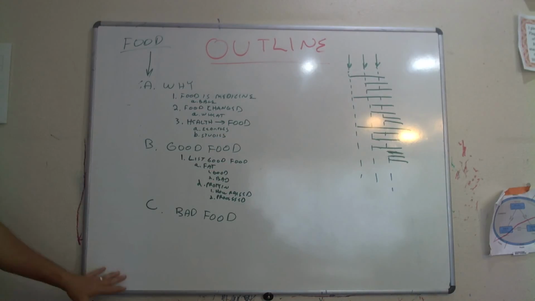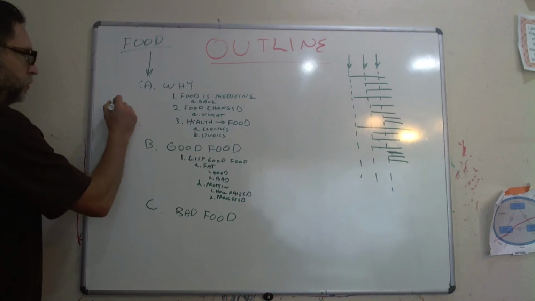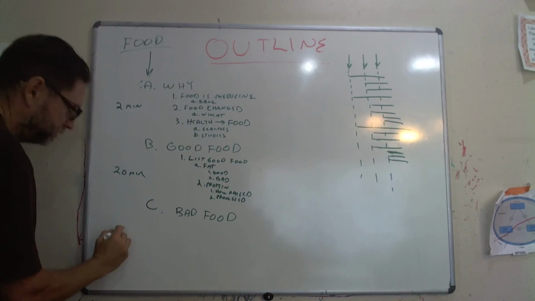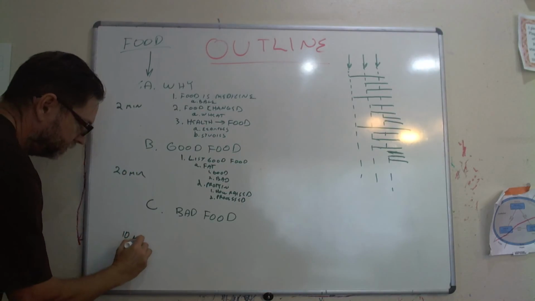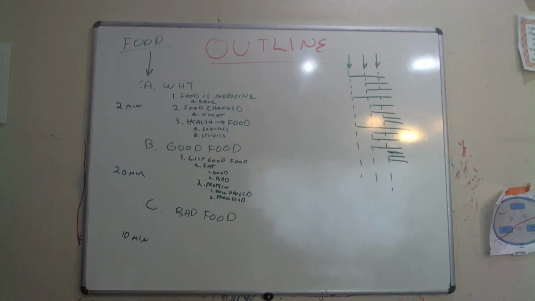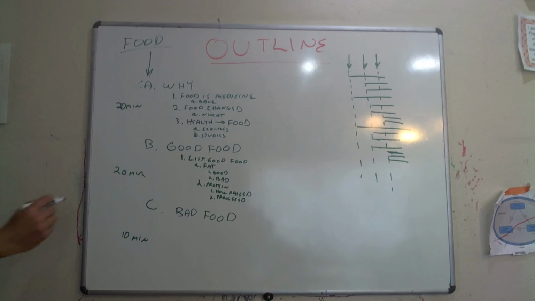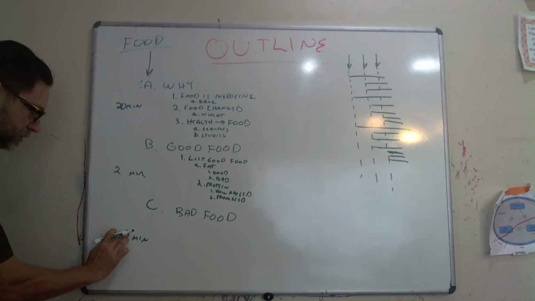You can do the same thing for a video. If you're making a video, is this going to be 2 minutes? This is going to be 20 minutes? And this is going to be 10 minutes? Meaning most of the emphasis in the video is about what is good food? Or do I want this to be 20 minutes talking about why you care and only 2 minutes on each of these?